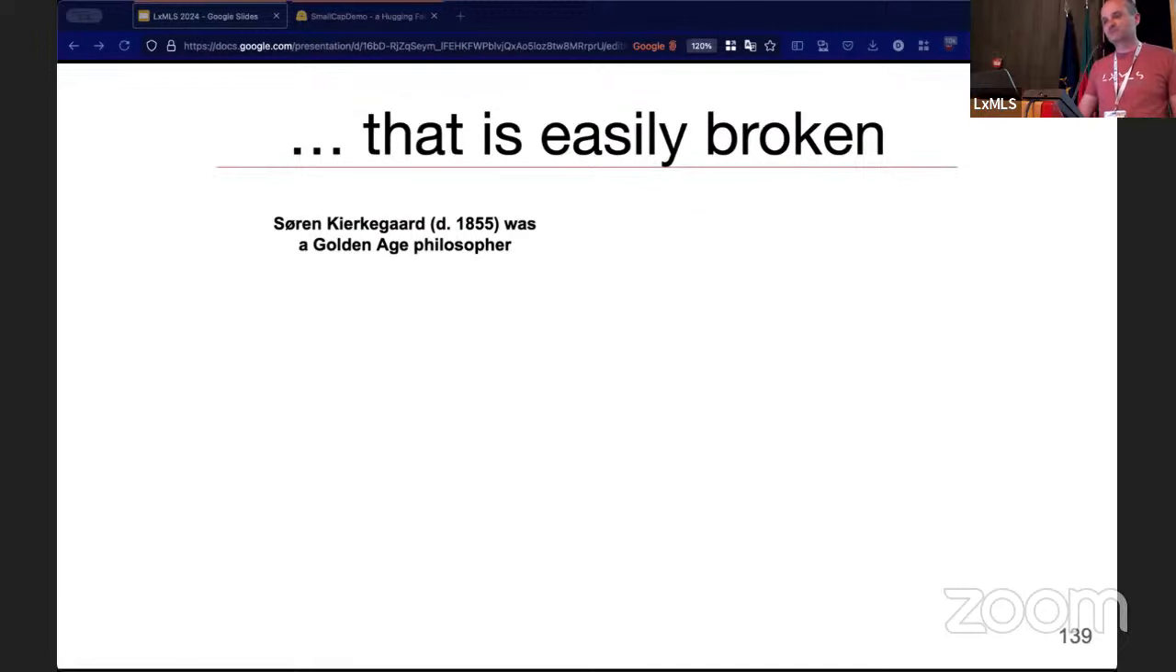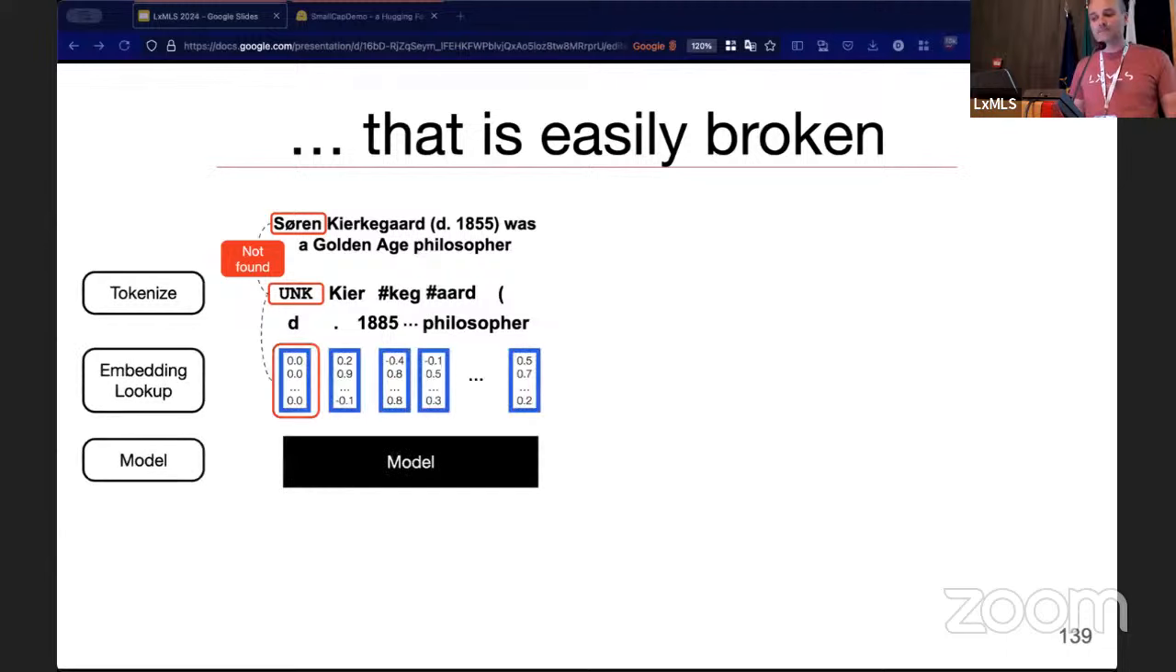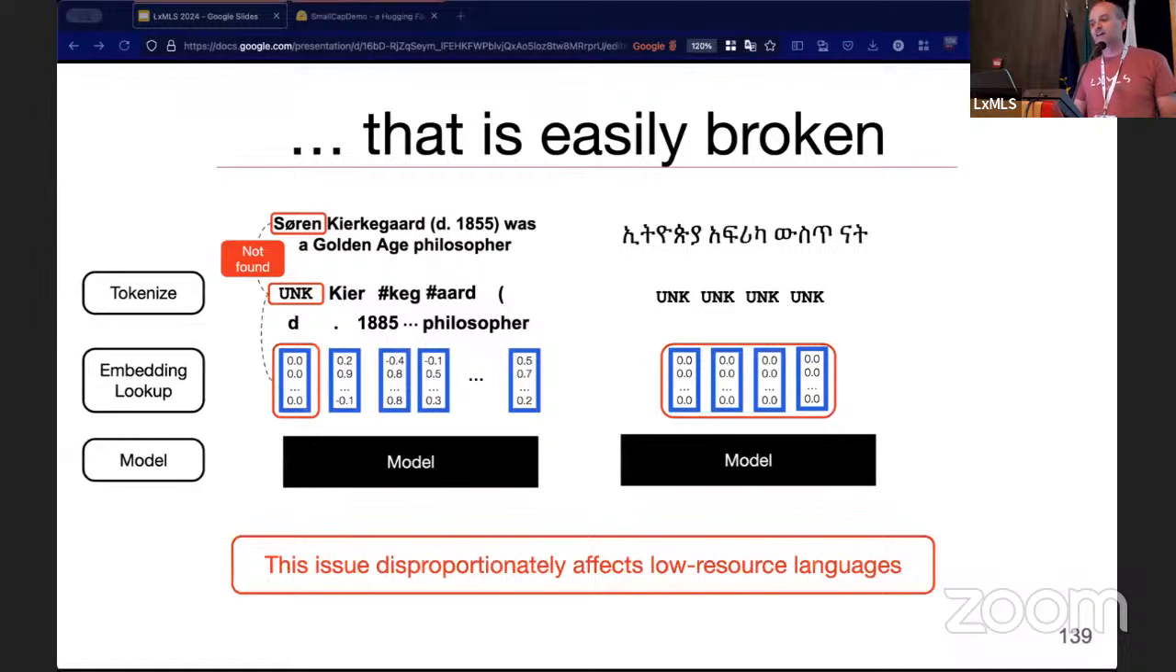But this pipeline is so easily broken because now I've added in one new token, CERN. This token is not found. The embedding of this is not meaningful unless you have a byte level backoff. And this issue disproportionately affects lower resource languages, for example, Amharic, where it's unlikely that you'll be able to process this. Or you do it at byte level and your sequences are enormous in length.